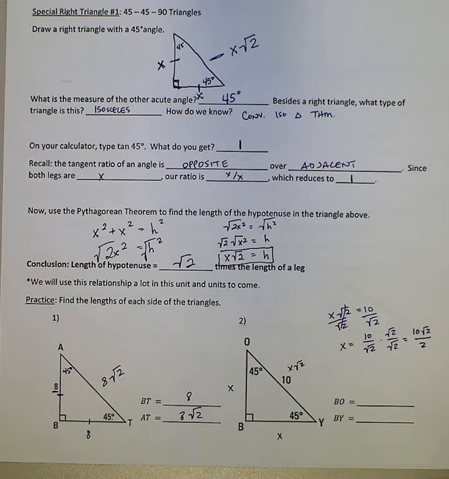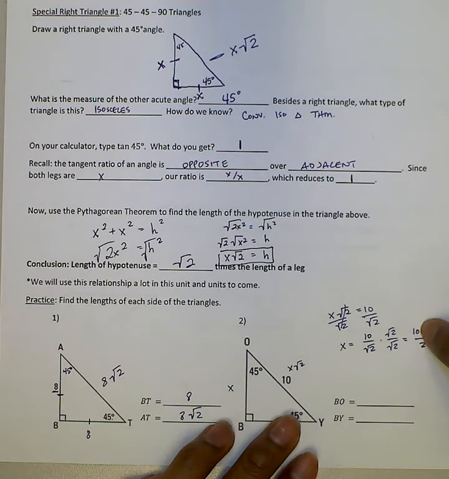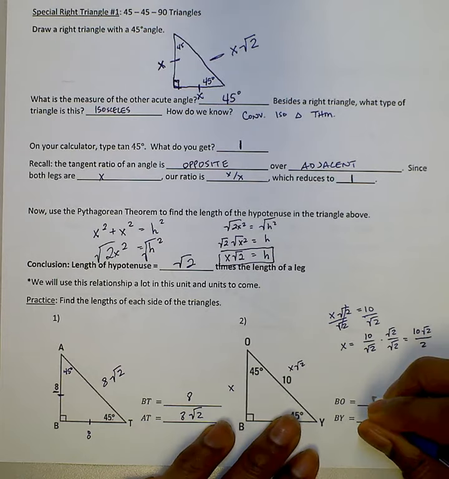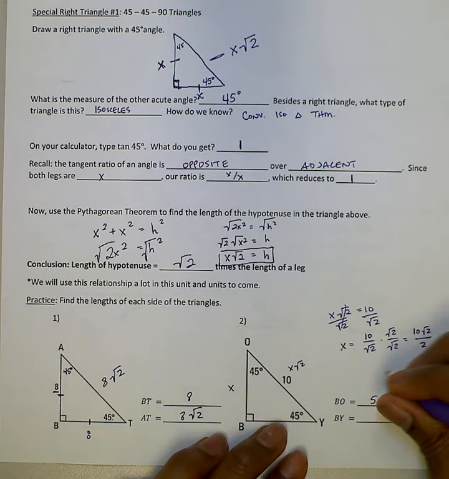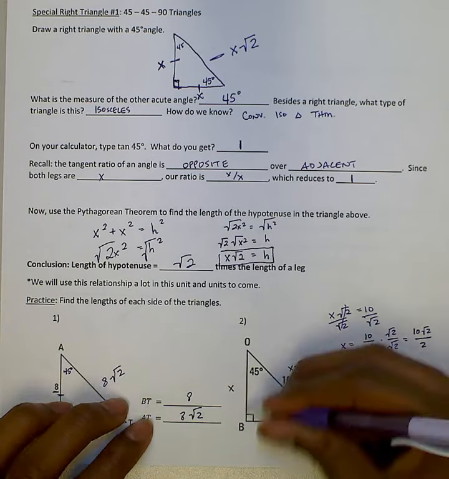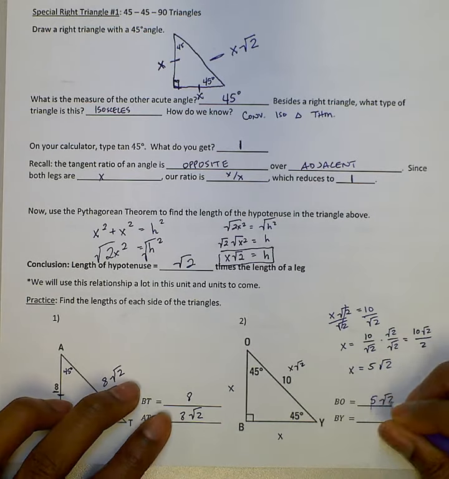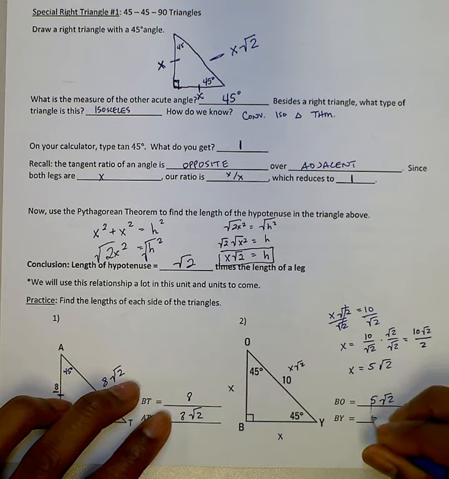Remember our rules with radicals. We'll simplify outside by outside, inside by inside. And so 10 and 2 are outside. We can simplify those. That does simplify down to 5 over 1. So our answer then for x will equal 5 radical 2. And so BO will be 5 radical 2. BY will also be 5 radical 2.